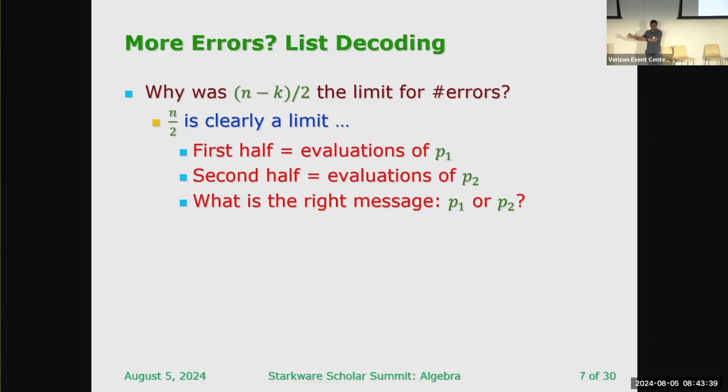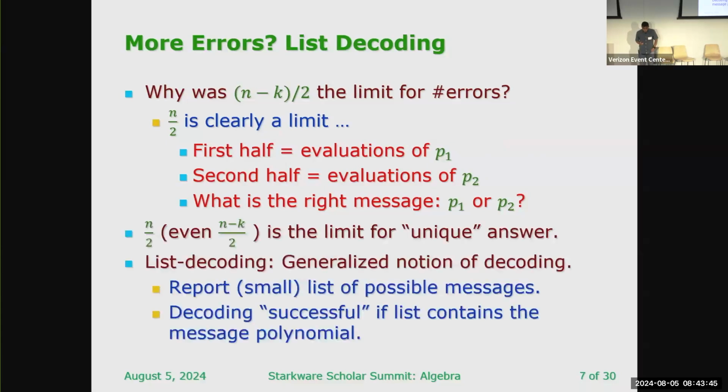It's maybe not as large as n minus k. So somewhere within this factor of 2 is where the correct answer lies. So (n minus k)/2 is the limit only for unique answers, but you can generalize this notion of decoding to allow the decoder to output a few possible messages, a list of possible messages, and one of these may be the correct answer. Okay. Does the question make sense?